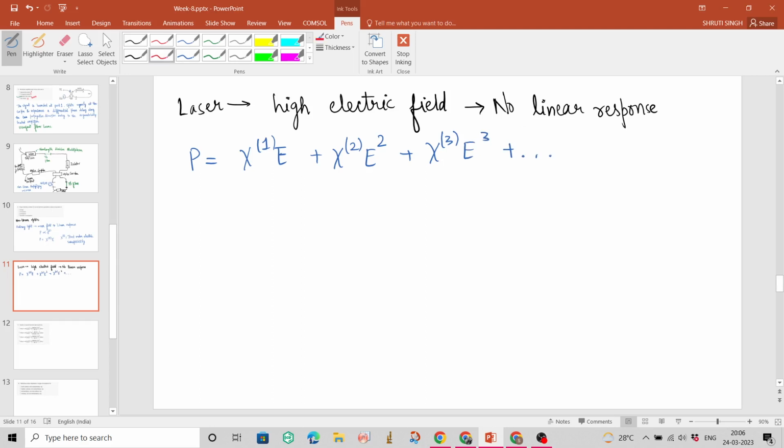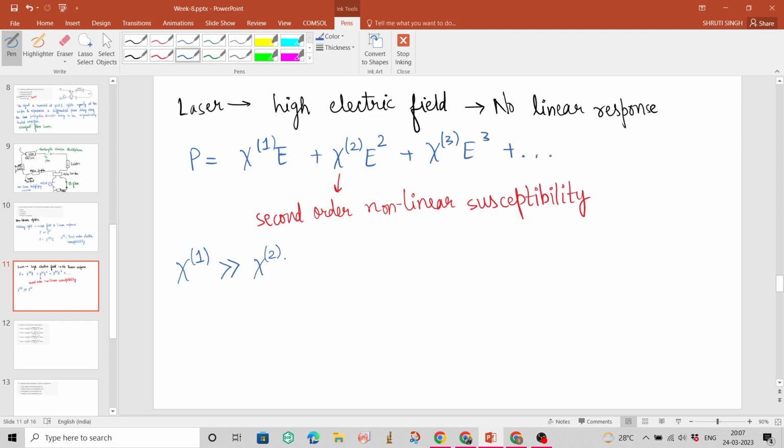And these coefficients chi2, chi3 are called nonlinear susceptibilities. Let me write one here. This is the second order nonlinear susceptibility, and this is the third order nonlinear susceptibility. Generally we have the relation that chi1 is much greater than chi2 and chi3, and so on.